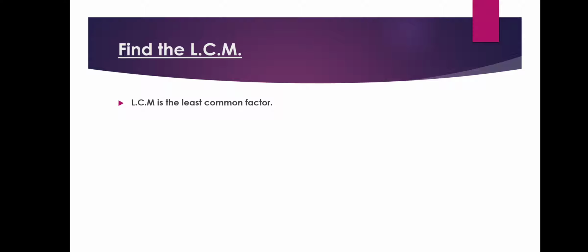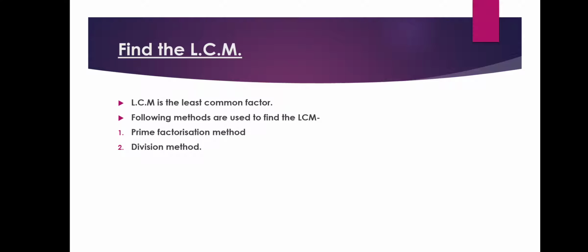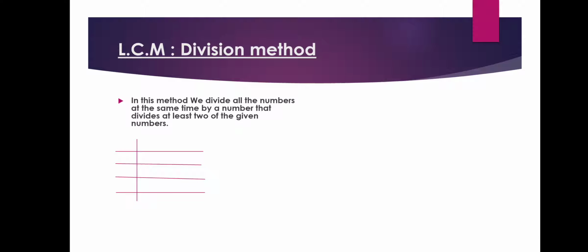Now we will learn how to find the LCM. We already know LCM is the least common multiple, and the methods to find the LCM are the prime factorization method and the division method. Now let us understand how to find the LCM by the division method. In this method we divide all the numbers at the same time by a number that divides at least 2 of the given numbers. Let us take an example.